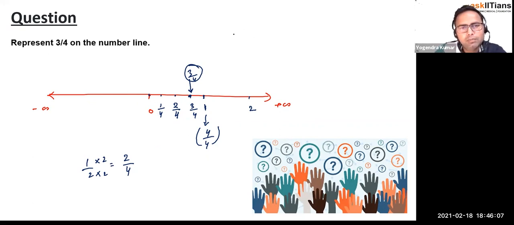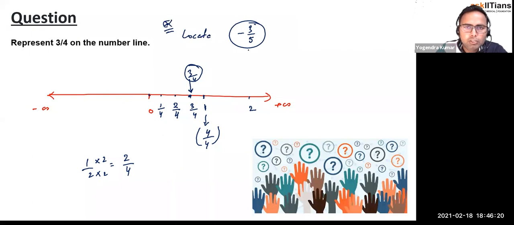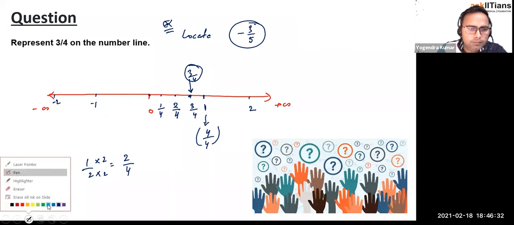Suppose they want us to locate minus 3 divided by 5. Suppose I need to locate this. I'm taking one more example. So minus is what? Left side, the left side of the negative. So let me take here minus 1 and minus 2 here, right? Now I need to see here.